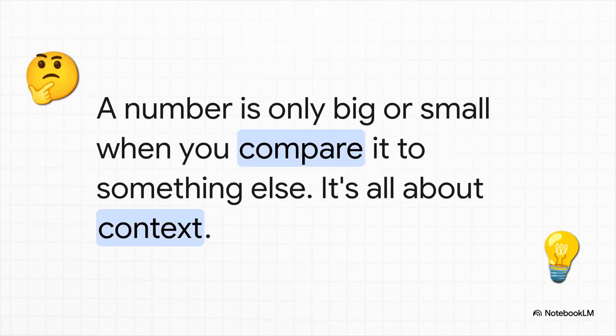Because here's the thing, a number by itself doesn't really mean much. It only becomes big or small when you compare it to something else. I mean, $200 for a cup of coffee, that's insane. But $200 for a car, that's an incredible deal. See, the number itself is just a number. It's the comparison that gives it meaning.